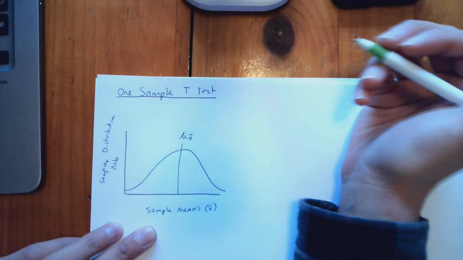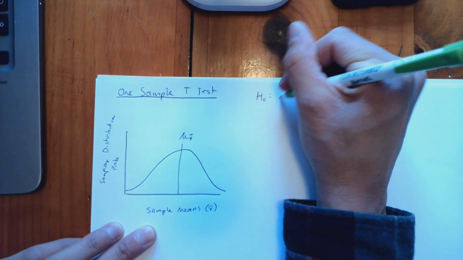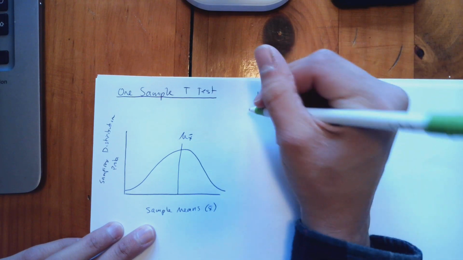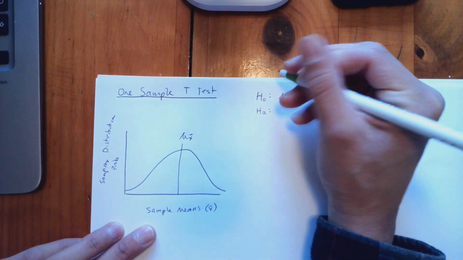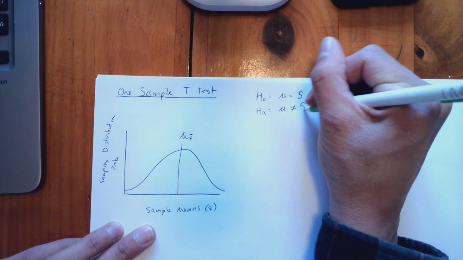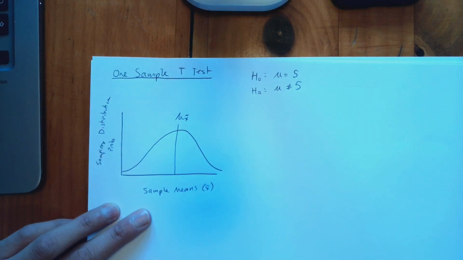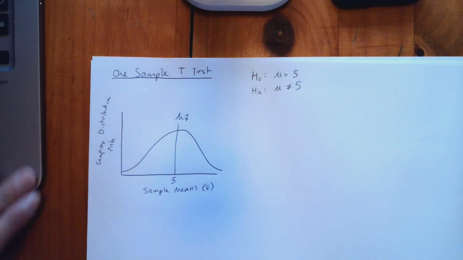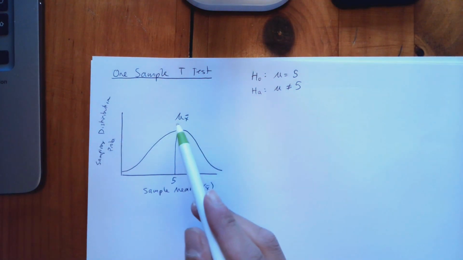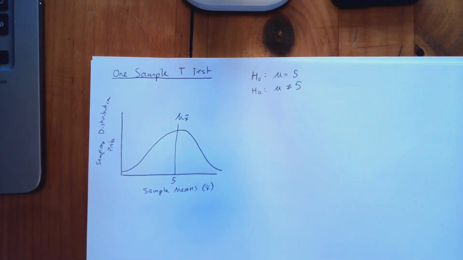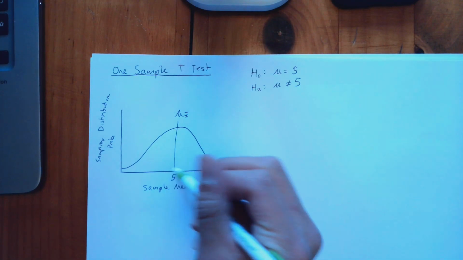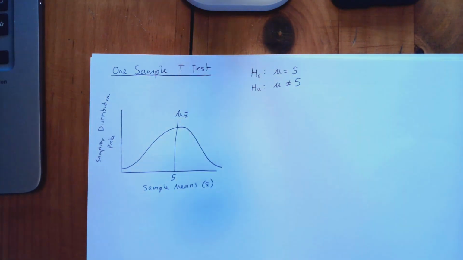So if you recall from before, our null hypothesis is that the true population mean is equal to 5. Our alternative hypothesis is that the true population mean is not equal to 5. So if our null hypothesis is true, we're going to say that the actual true population mean is equal to 5. This means that if we were to create a sampling distribution to tell us the likely means of the different samples we could get, we put in 5 here for our mean of the sampling distribution.